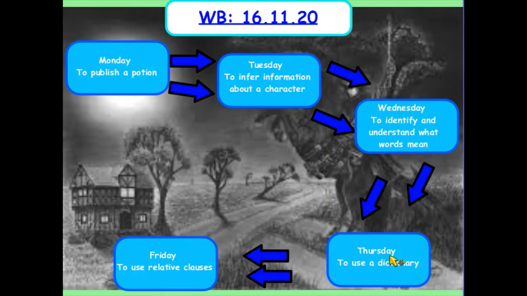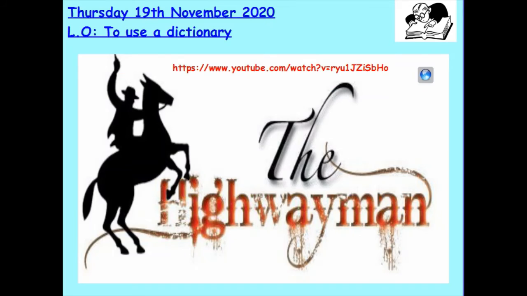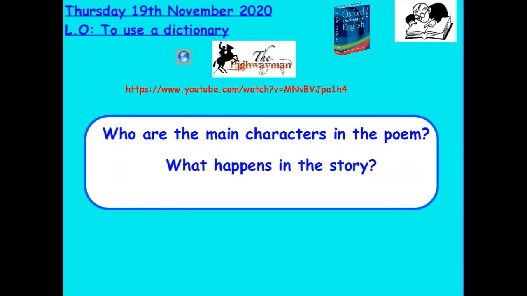For your next lesson, we would like you to be using a dictionary again. We would like you to follow this link and listen to the whole poem again so you become very familiar with it. And we would like you to think about who are the main characters and what happens in the story. What is the plot? Can you retell it to somebody at home? It's a very exciting poem, so I'm sure somebody would like to listen to you retelling it.